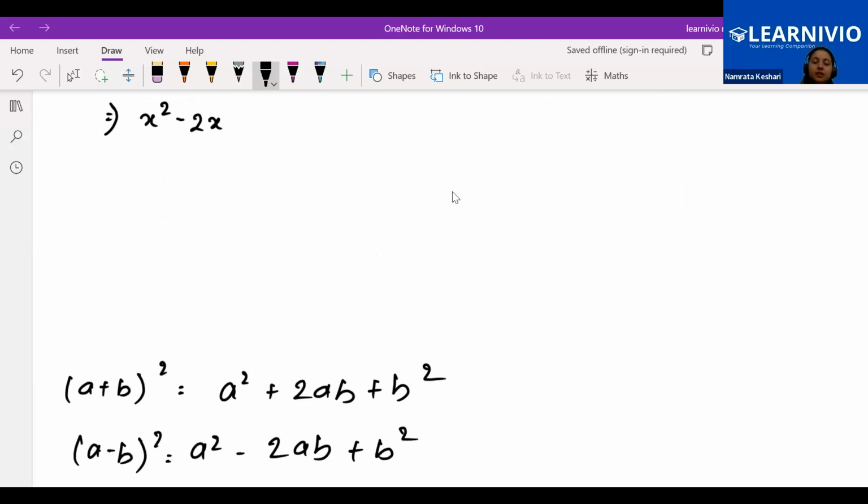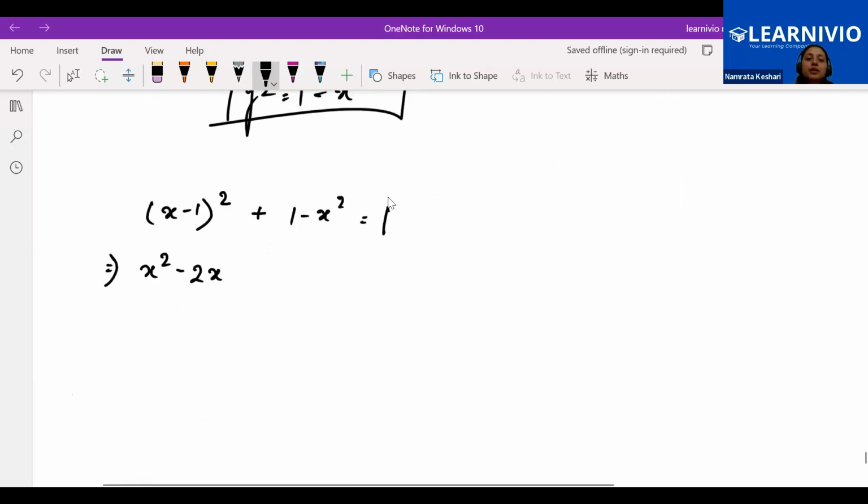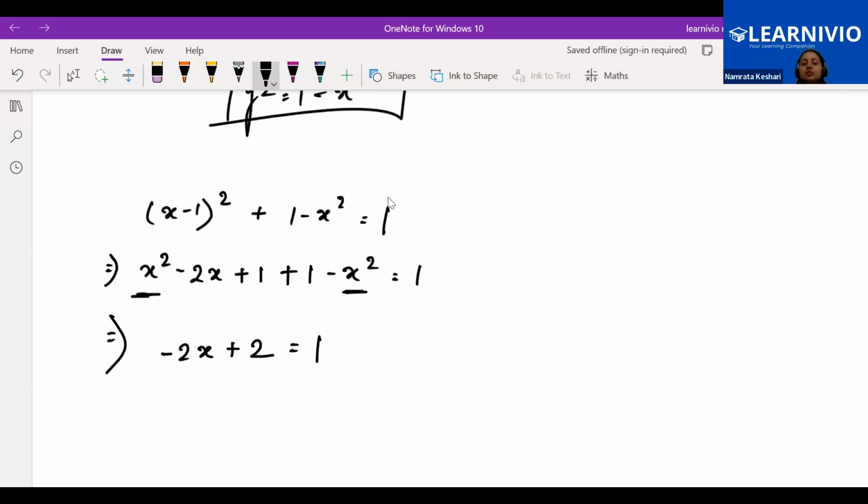Yes. Okay, so this formula we are going to apply over here. We have x square minus 2x plus 1, plus 1 minus x square, is equal to 1. Can you see that minus x square plus x square is what? Cancelled. Okay, and we are getting minus 2x plus 2 is equal to 1. Any confusion so far? No, ma'am. Which implies, find the x value from here. Quickly, find the x value from here.